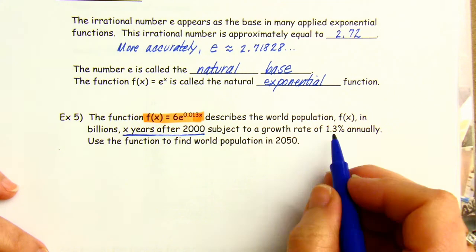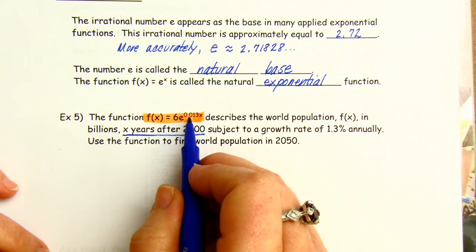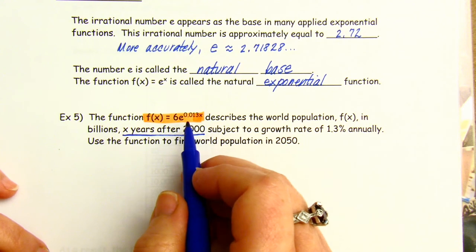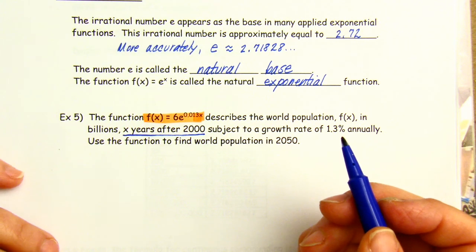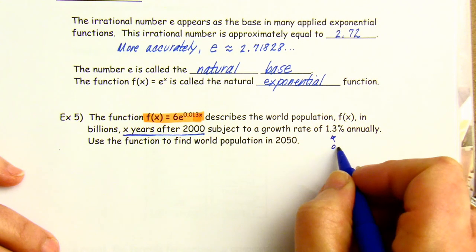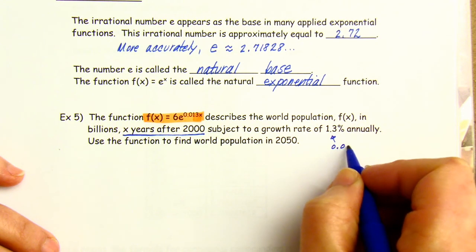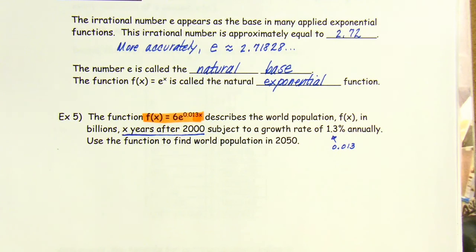Now if we look, this 1.3 is up here in the exponent. Okay, so anytime you have percents, you have to convert them to decimal, which means you move the decimal place 2 places to the left. So that's 0.013. And so that is that right there. Annually means every year.